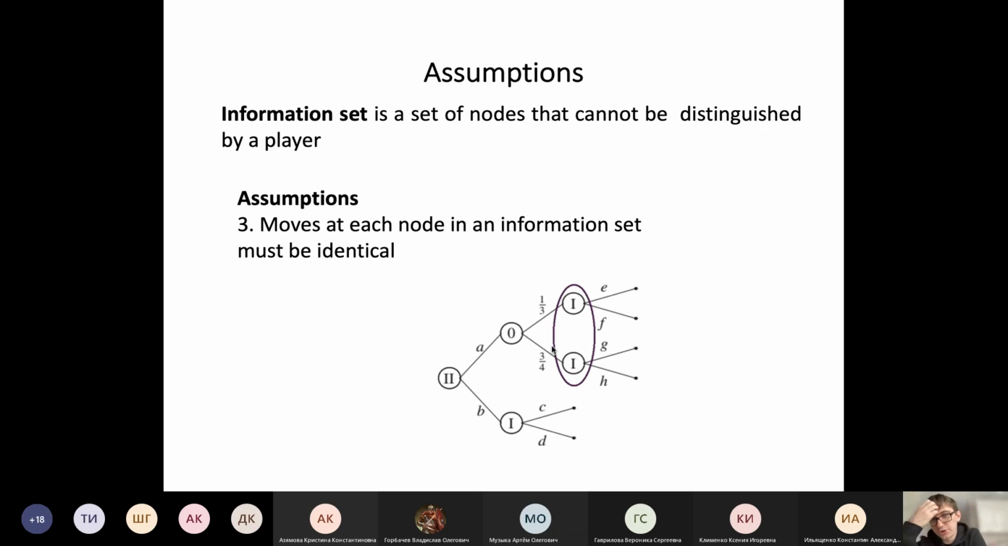The moves at each node in an information set must be identical. So here again we have something that is impossible. In the first node E and F are available, but in this node G and H are available. It's impossible for one information set.